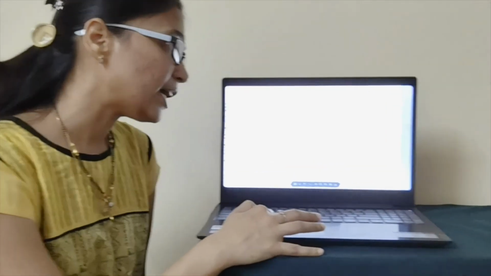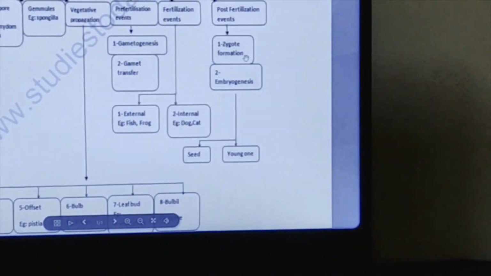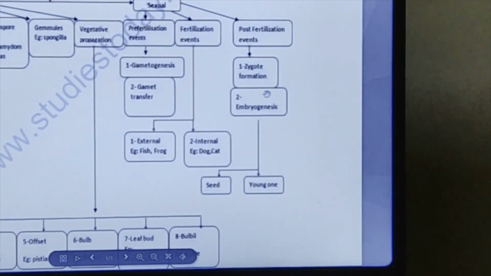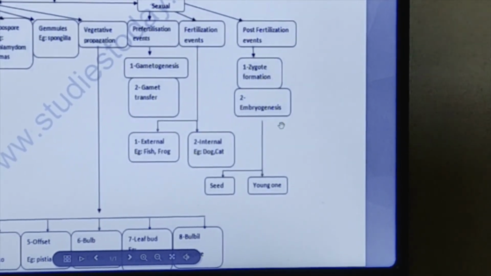Parthenocarpy also you have to remember, formation of fruit without fertilization is known as parthenocarpy. Now in post-fertilization, we have seen the zygote formation, which will undergo cell division and cell differentiation to form specialized tissues and organs, which is known as embryogenesis.